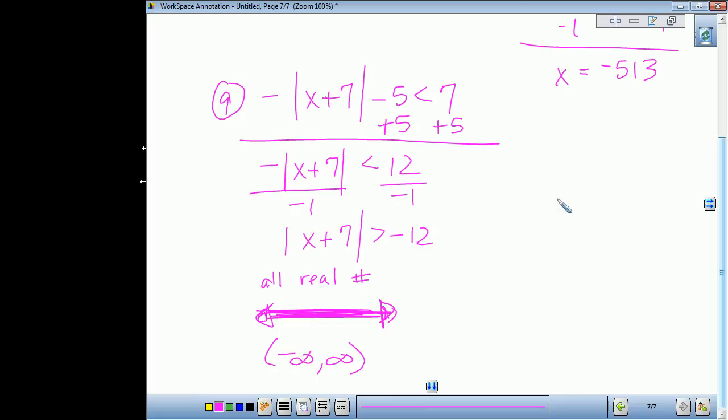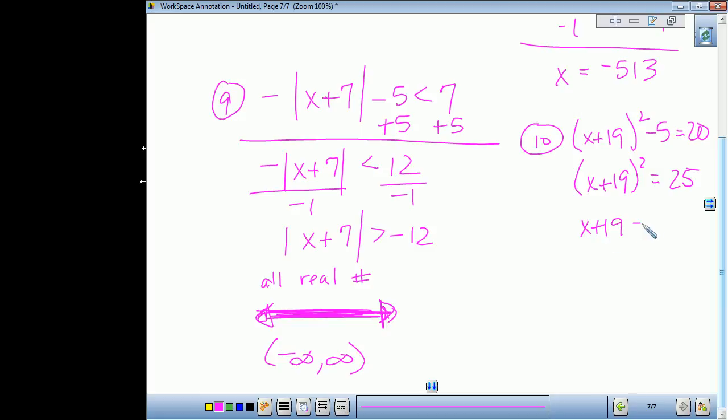All right, let's take a look at number 10. X plus 19 squared minus 5 equals 20. Add 5 to both sides. Take the square root of both sides. When I take a square root, I get plus or minus.